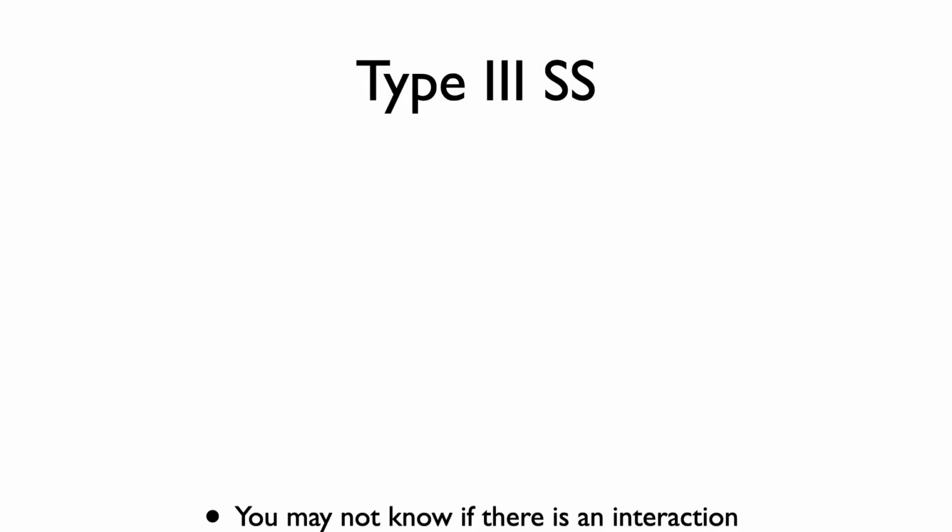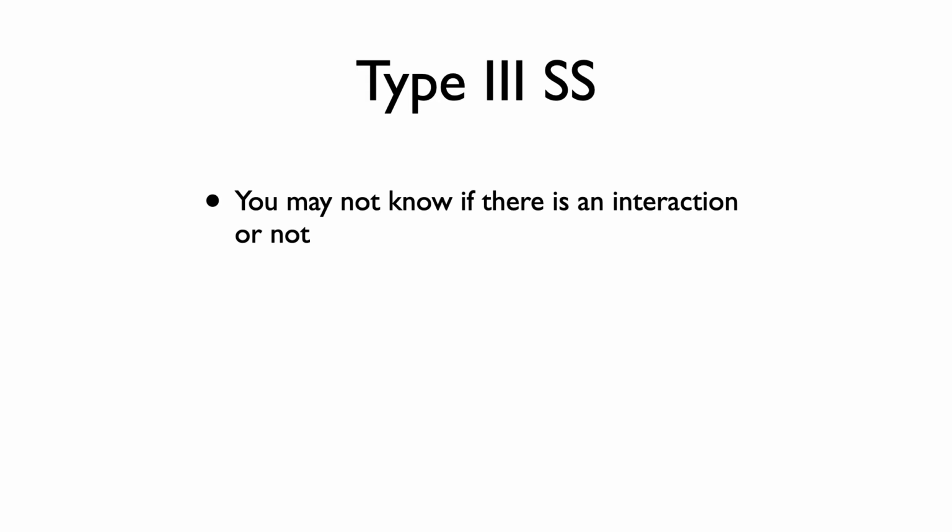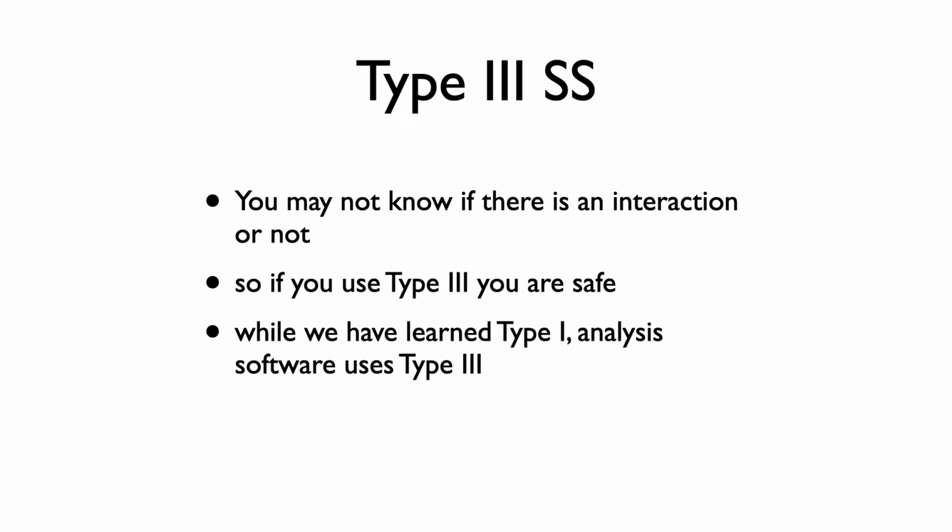Now, type 3s. If you don't know whether there's an interaction or not, type 3s are pretty good. If you use type 3s, you're safe. If you've got some missing values, unequal cell sizes, and in fact, our software uses type 3 sums of squares. Even though I've taught you about type 1 sums of squares, you say, Dave, that's not fair. It doesn't really matter, because if you have equal cell sizes, type 1s and type 2s and type 3s are the same. So they actually come up with the same solution. That's beautiful. So that's not a problem.